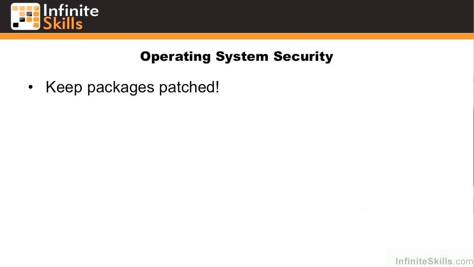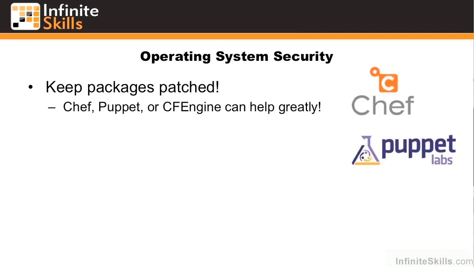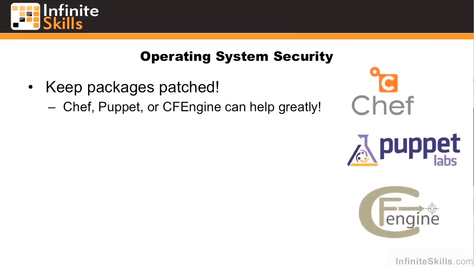One of the first things you're going to want to do is keep your packages patched. Sony Corporation, for example, ended up on the front page of the New York Times when they simply forgot to update their web server and it was running with 3 or 4-year-old software and it got hacked. Chef, Puppet, or CF Engine are tools that can help greatly with this. These tools automate the process of package updates. Rather than going into 100 servers manually, these packages can log in for you and take care of package updates and so forth.